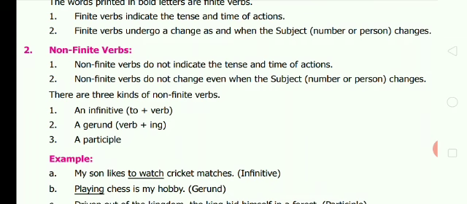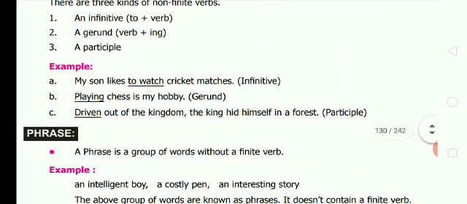Third one, a participle. Example, if you see, you will understand. My son likes to watch cricket matches. This is infinitive, to plus verb, to plus watch. Second one, playing chess is my hobby. It is gerund, play plus ing, playing. C. Driven out of the kingdom, the king hid himself in a forest. This is verb 3, that is participle, driven.